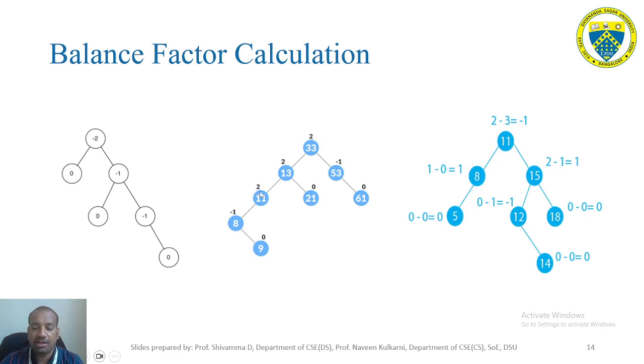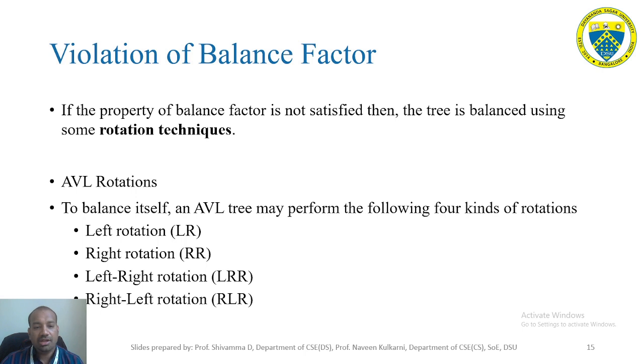Instead, it will get the balance factor in the range 1, 0 and minus 1. Okay, this is just an illustration of calculating the balance factor. Now, the techniques used to balance the tree are what we call rotations. There are 4 kinds of rotation: single left rotation, right rotation, left right rotation, and right left rotation.